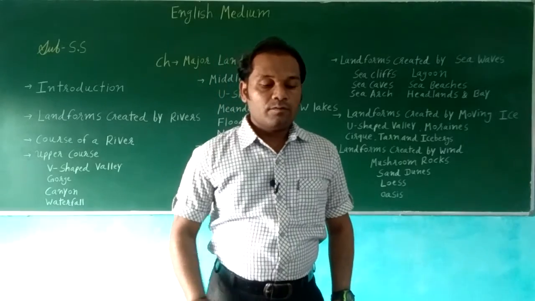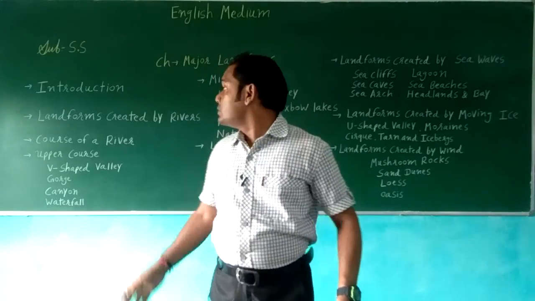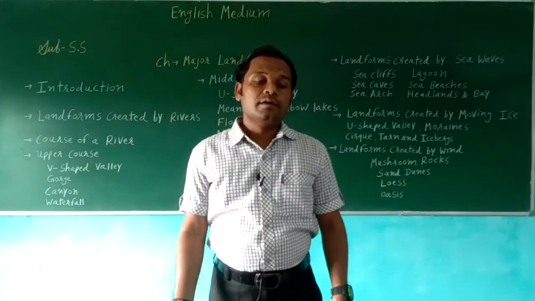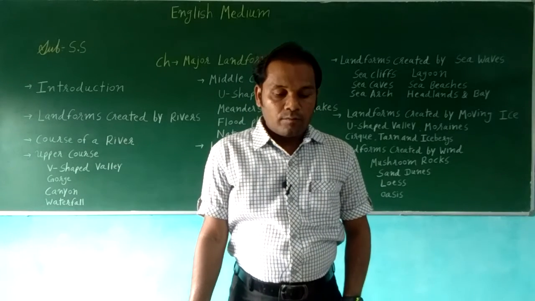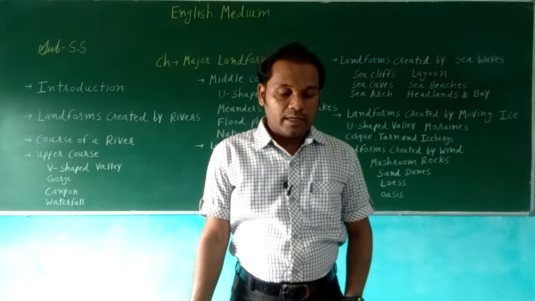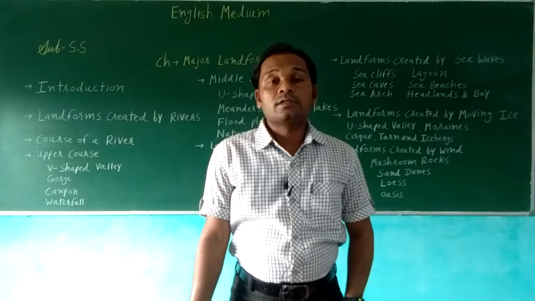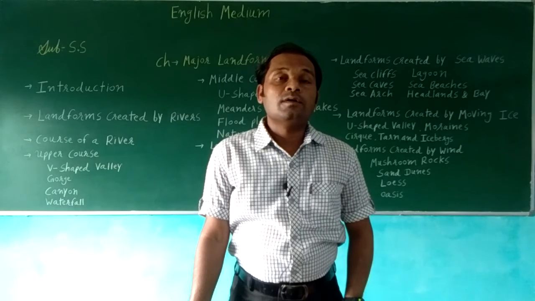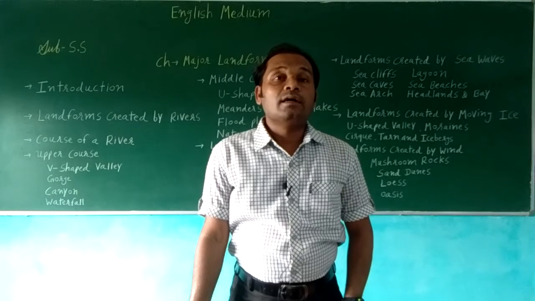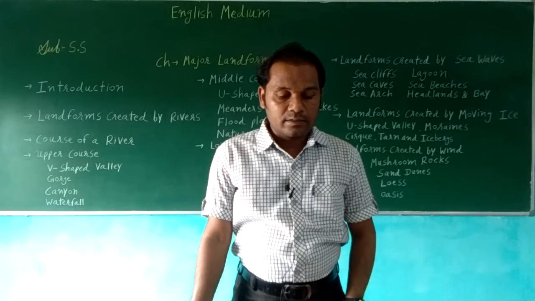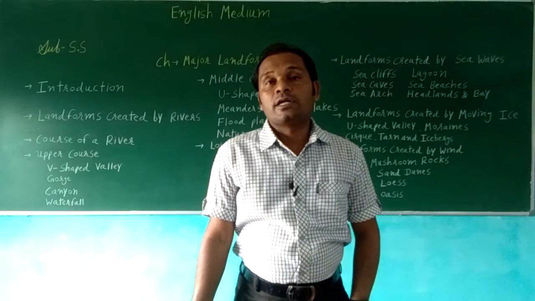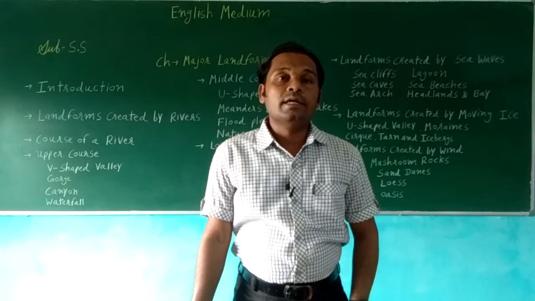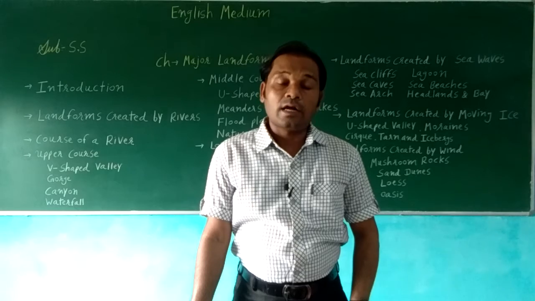So now we'll see further landforms that are created by the rivers. The earth receives water from rainfall, and some rainwater on the surface of the earth enters the earth as underground water. So it is called underground water. The water on the earth's surface is called surface water.